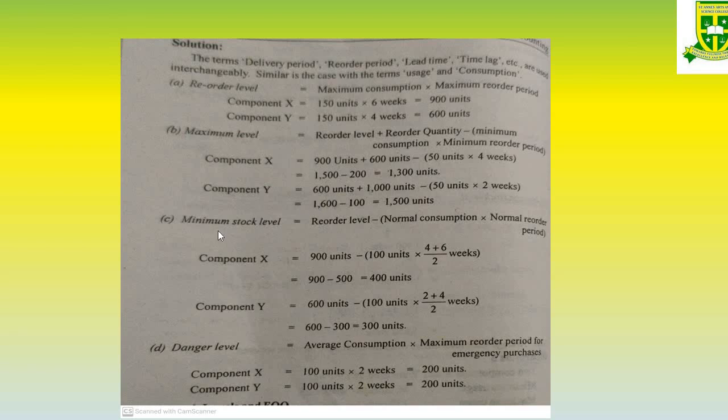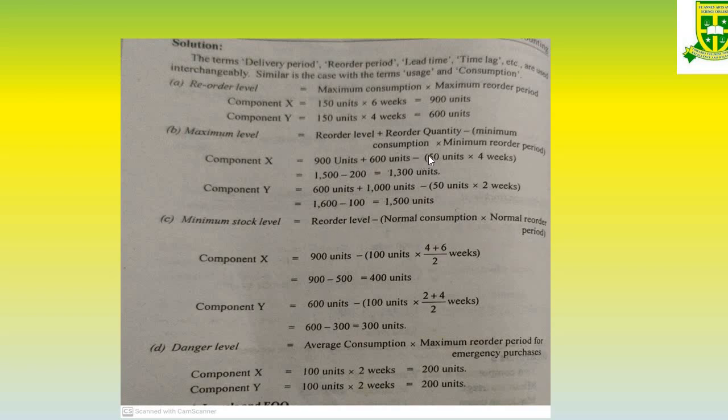Now come to the minimum stock level. The reorder quantity is used only for the maximum level, where we have to maintain the maximum stock level in the factory. So the formula for the minimum stock level is reorder level minus, in brackets, normal consumption into normal reorder period.